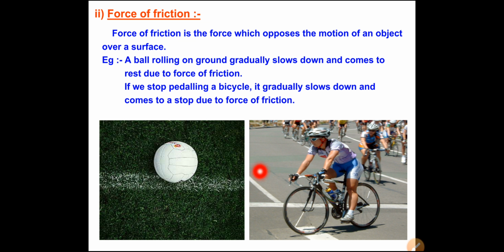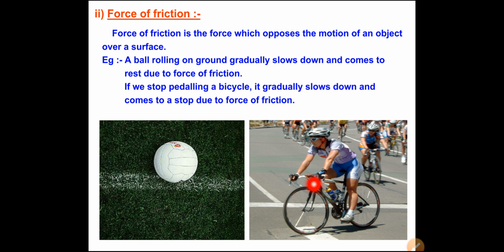Now force of friction. If you see in this picture, there is a ball which is rolling on the ground, and here is a person who is riding a bicycle. So this is an example of force of friction, and this force of friction is nothing but the force which opposes the motion of an object over a surface.